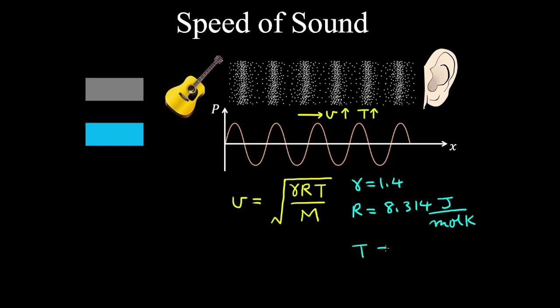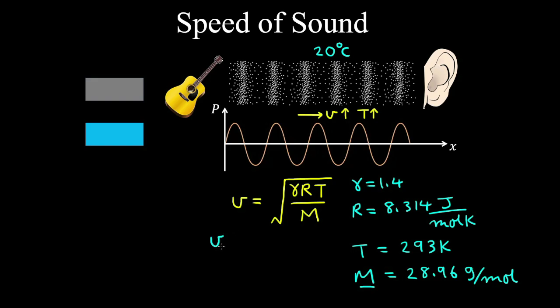And the absolute temperature in Kelvin of a medium that has a temperature of 20 degrees Celsius is 293 Kelvin. And the molecular mass of air is around 28.96 grams per mole. So if you convert the molecular mass to kilograms per mole, you'll get the speed of sound in air being around 343 meters per second at a temperature of 20 degrees.